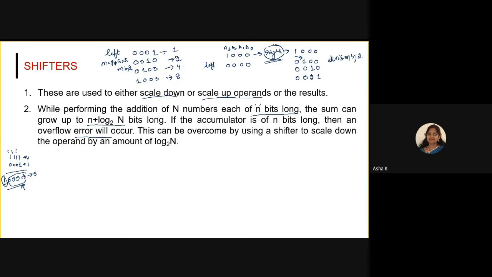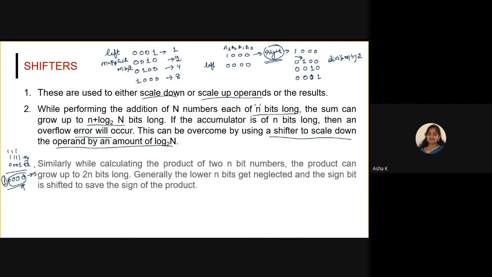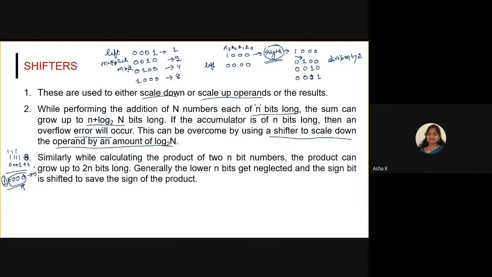So how do we overcome the overflow error? This can be overcome by using a shifter to scale down the operand by an amount of log capital N base 2. So we have to perform the scaling down operation, that is, normalizing and denormalizing the results before and after the execution. Similarly, just as shifters are necessary during the addition operation, we also require shifters in the case of multiplication.